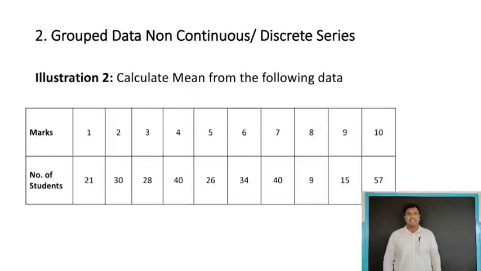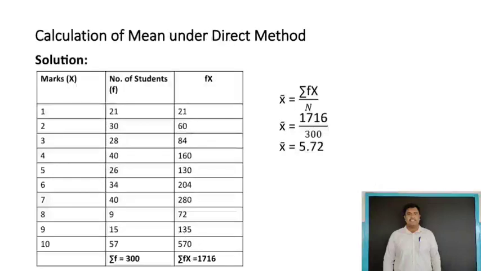Coming to grouped data non-continuous or discrete series, here marks is given, along with it the number of students are also given. Such kind of data we call discrete series, where x and f will be given. So marks will be considered as x, number of students will be considered as f. f refers to frequency. Now coming to the direct method, the first column is taken as x and the number of students is taken as f.